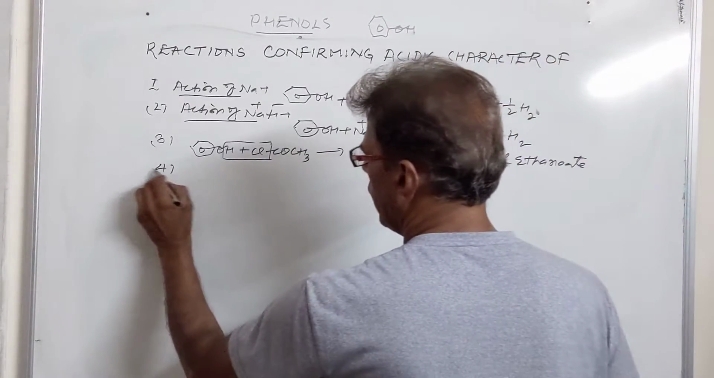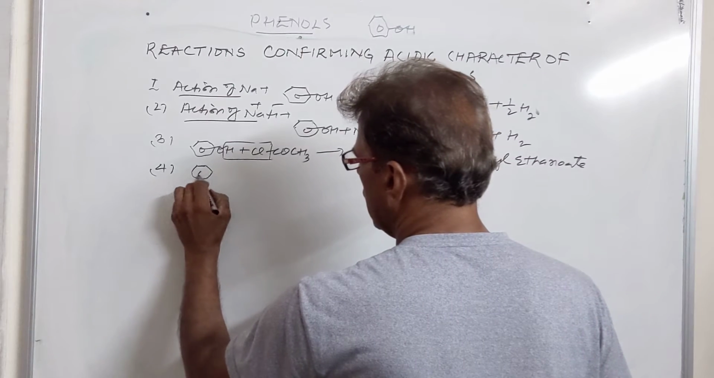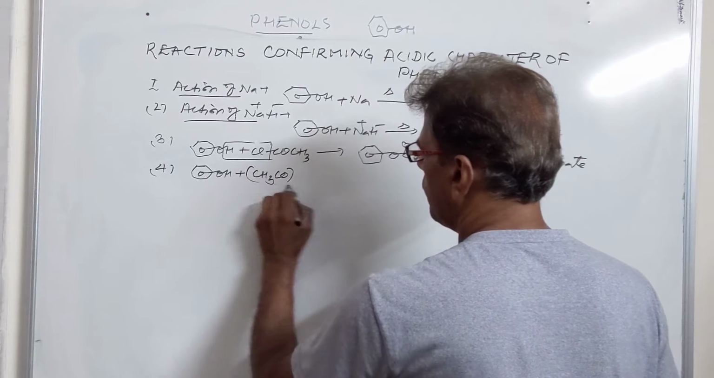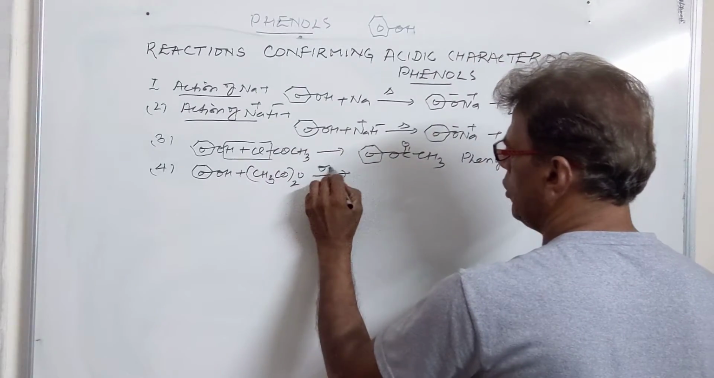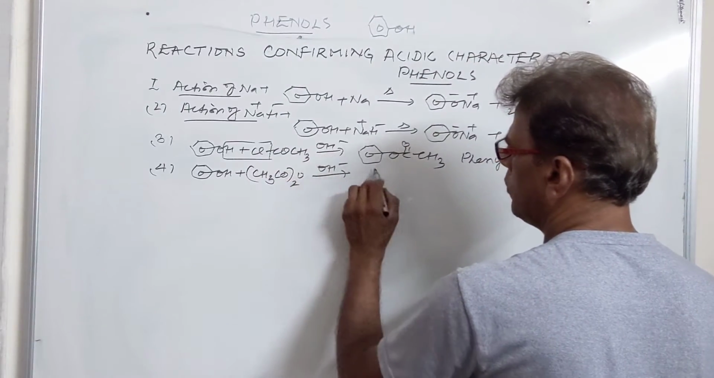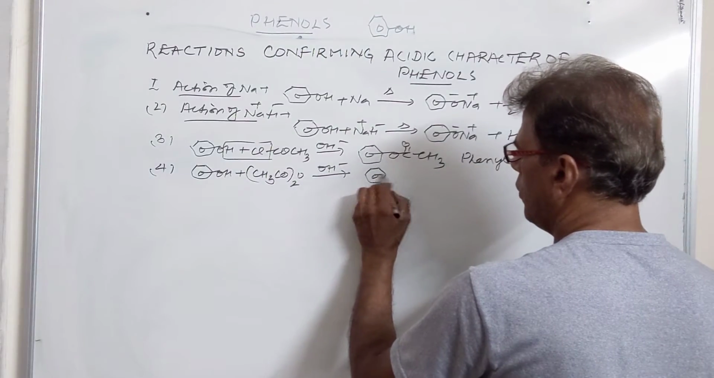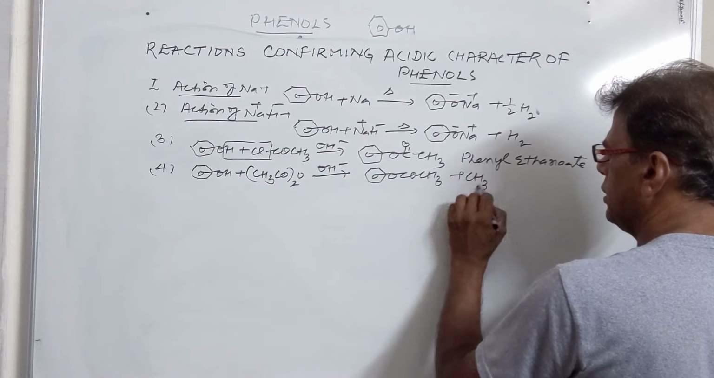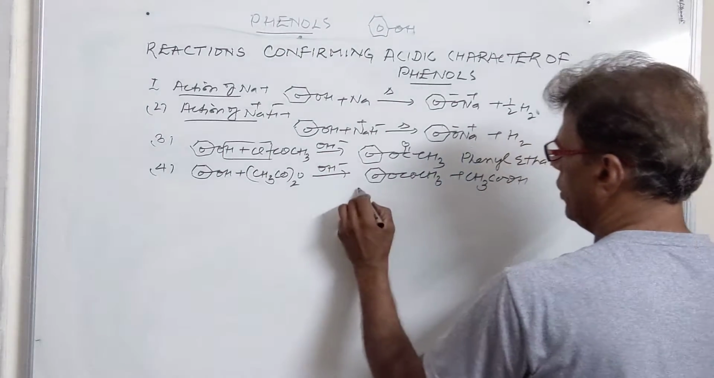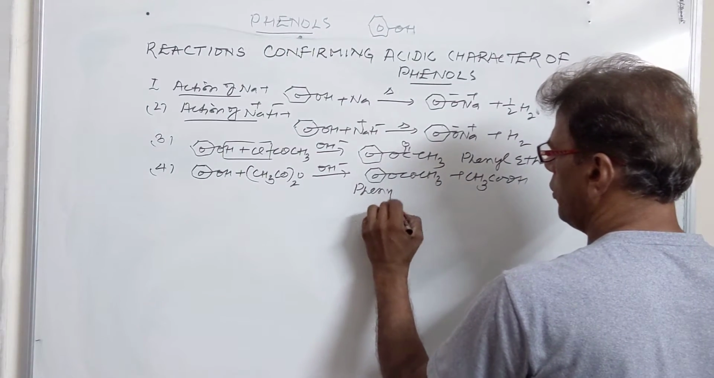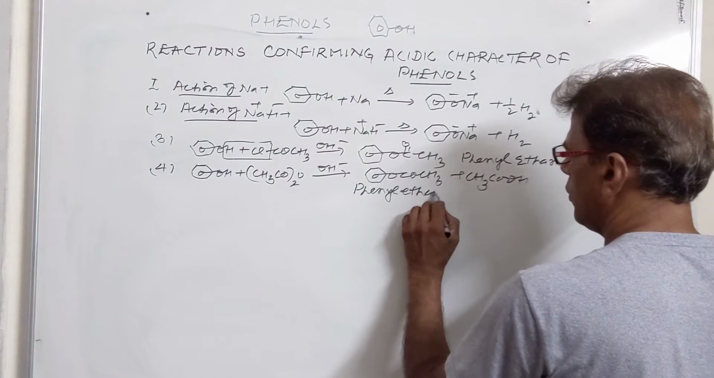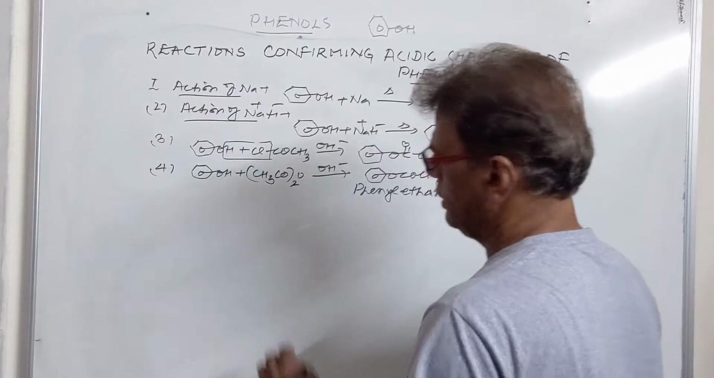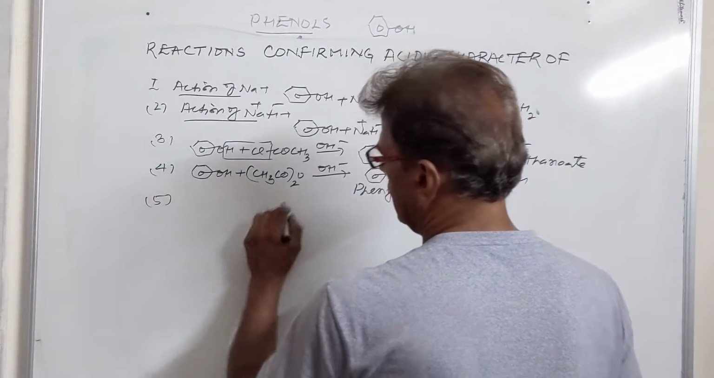Similarly, phenol can combine with acetic anhydride in the presence of basic medium. We get OCOCH3 plus acetic acid. This is called phenyl ethanoate, or this is called an ester. So this is the reaction with acetic anhydride.